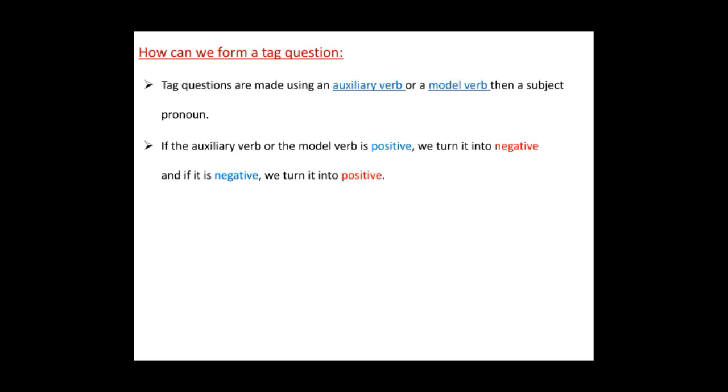Great. Like what? I said I was ill, didn't I? First of all, I have didn't. This is an auxiliary verb in the negative form. And I, this is a subject pronoun. And then a question mark. You know why did I put here a question mark? I put a question mark because it equals a yes or no question. Great. If the auxiliary verb or the modal verb is positive, we turn it into negative. And if it is negative, I turn it into positive.